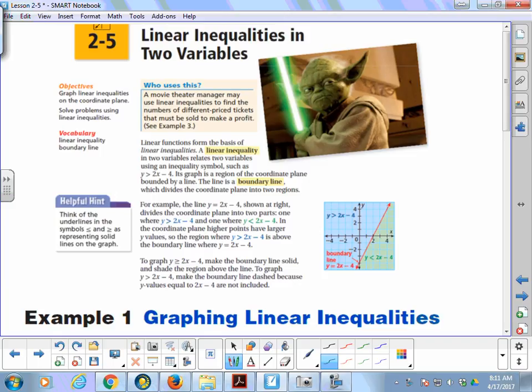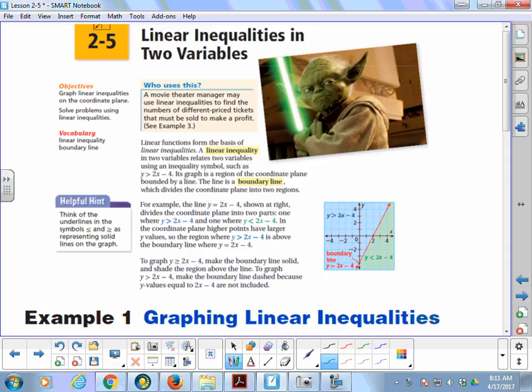Then we're going to work with linear inequalities in two variables. So we're going to graph linear inequalities on a coordinate plane. And then it also says solve problems using linear inequalities, but we're going to do that tomorrow. So tomorrow we're having a quiz over lessons 2.1 to 2.5.